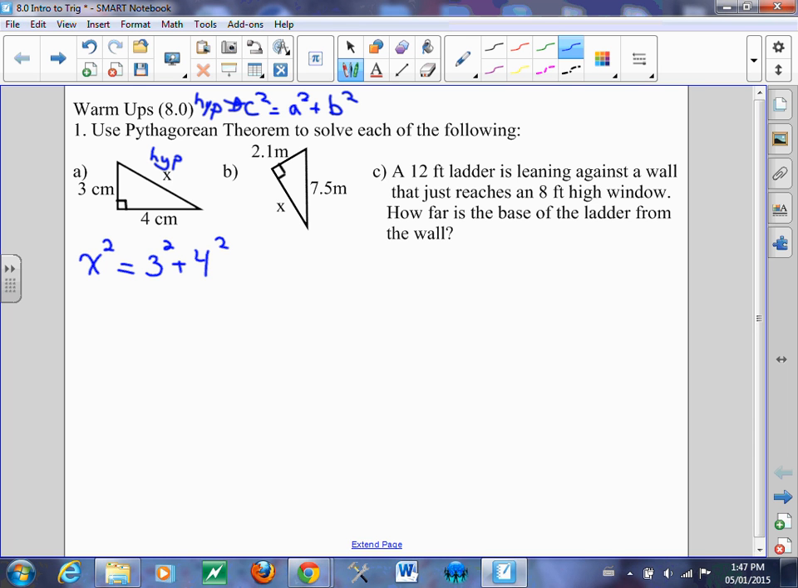Use your calculator or your brain, ladies and gentlemen. You're going to get x squared equals 9 plus 16 is 25. You've already been tested on this, so you don't have to show me 9 plus 16. You just write down 25. Keep in mind, folks, that this is x squared. How do you get x? You got to take the square root of both sides. So x equals the square root of 25. x equals 5, and my units is centimeters.